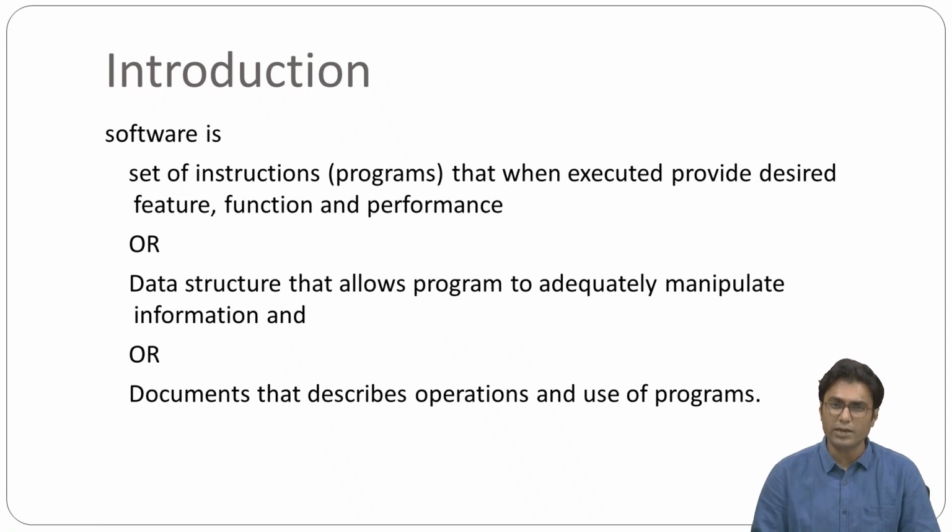So a textbook definition of software can be: software is set of instructions or programs that when executed provide a desired feature, function and performance. Or we can say data structure that allows program to adequately manipulate information. And also we can say documents that describe operations and use of programs.